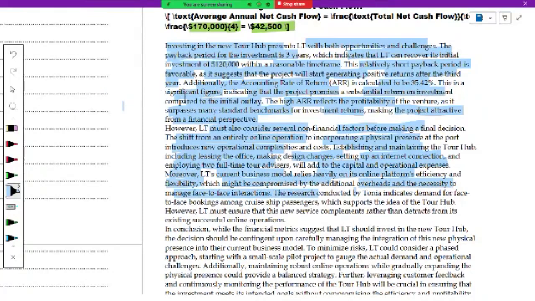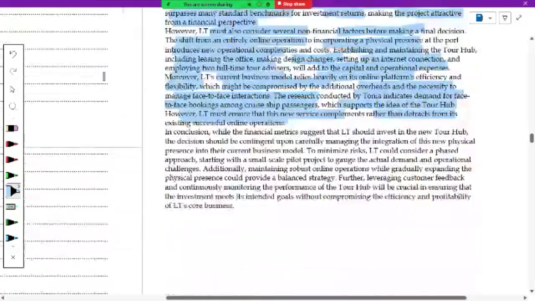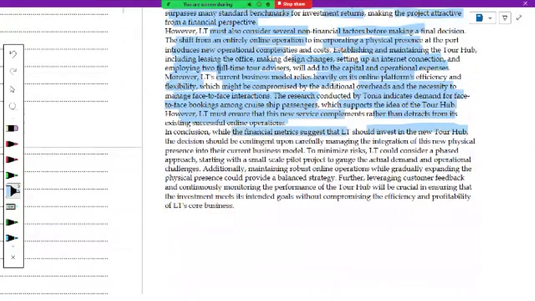The research conducted by Tonia indicates demand for face-to-face bookings among cruise ship passengers, which supports the idea of the tour hub. However, LT must ensure that this new service complements rather than detracts from its existing successful online operations. And in conclusion, we have to evaluate. So, in conclusion, while the financial metrics suggest that LT should invest in the new tour hub, the decision should be contingent upon carefully managing the integration of the new physical presence into its current business model.